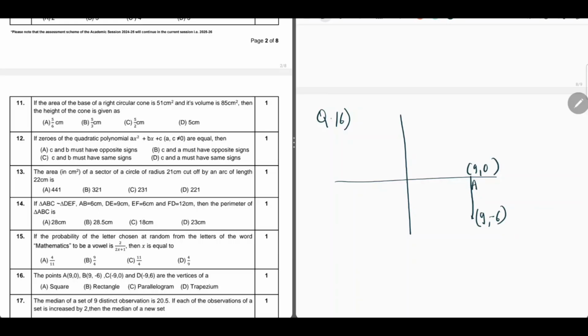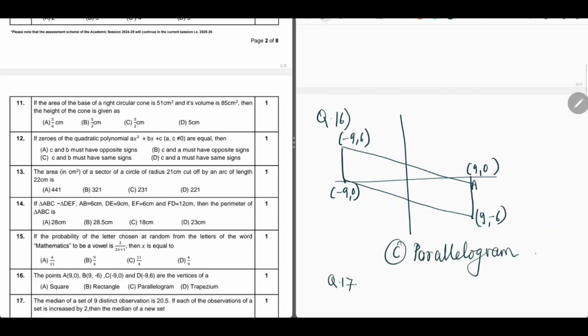Then the next point is minus 9, 0, that is on the x axis, negative x axis, and then the next coordinate minus 9, 6. So if I join this, graphically it is a parallelogram. So my option is C, that is parallelogram.